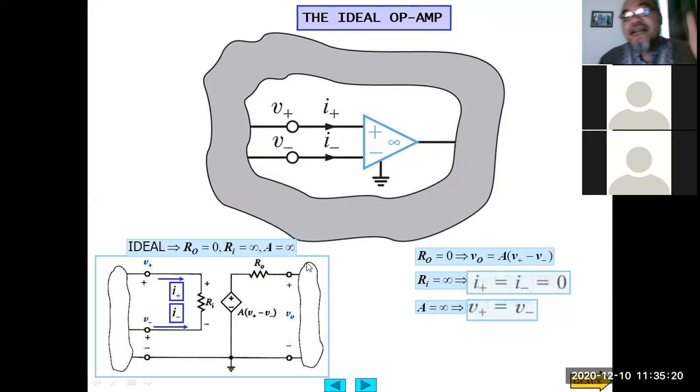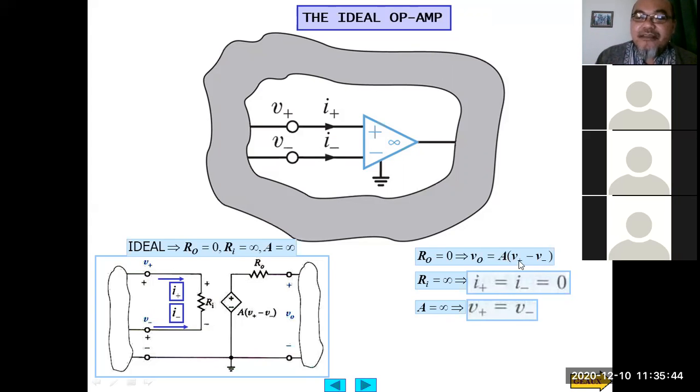In short, basically an op-amp is an amplifier. That's why it's called operational amplifier. It is an amplifier whose output amplifies the difference between the two input terminals. So V plus, V minus: V output equals A, the gain, multiplied by the difference between V plus and V minus.